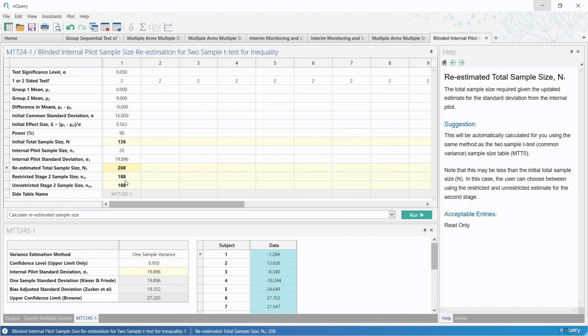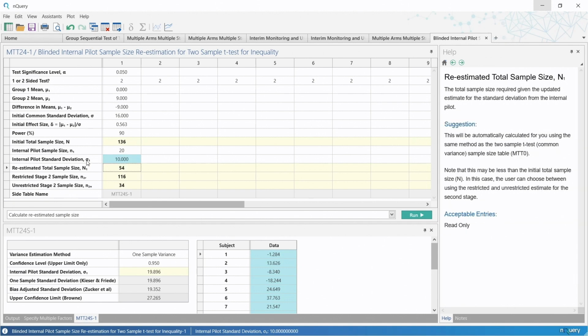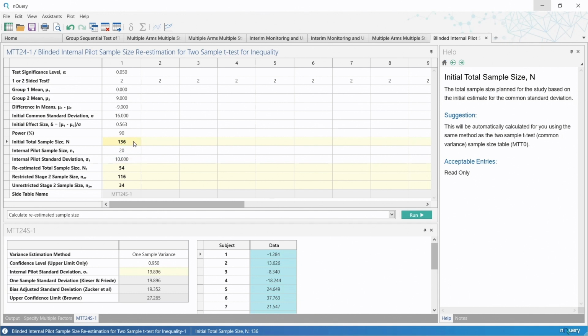The restricted and unrestricted sample size will be the same if our updated estimate is greater than the original standard deviation. However, if it is less, in that case we have an option of whether we would want to decrease the sample size from the original planned sample size, or whether we want to ensure that we have at least the original sample size planned occur in our study.